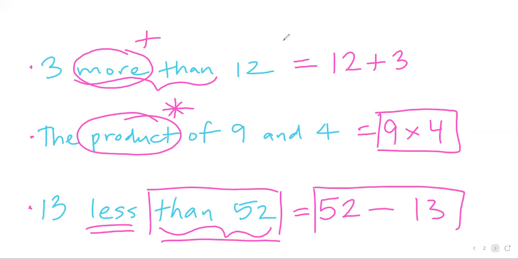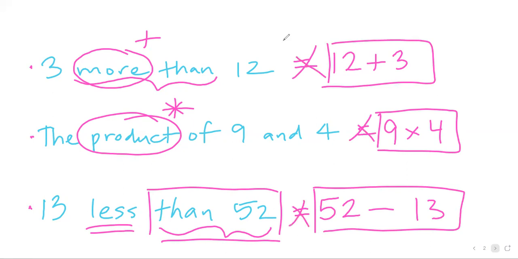Let me clarify there. Sorry, I realized I was writing equal signs in there and I didn't want that to be confusing. So these are just the expressions: 12 plus 3, 9 times 4, and 52 minus 13. These are what they call simple expressions.